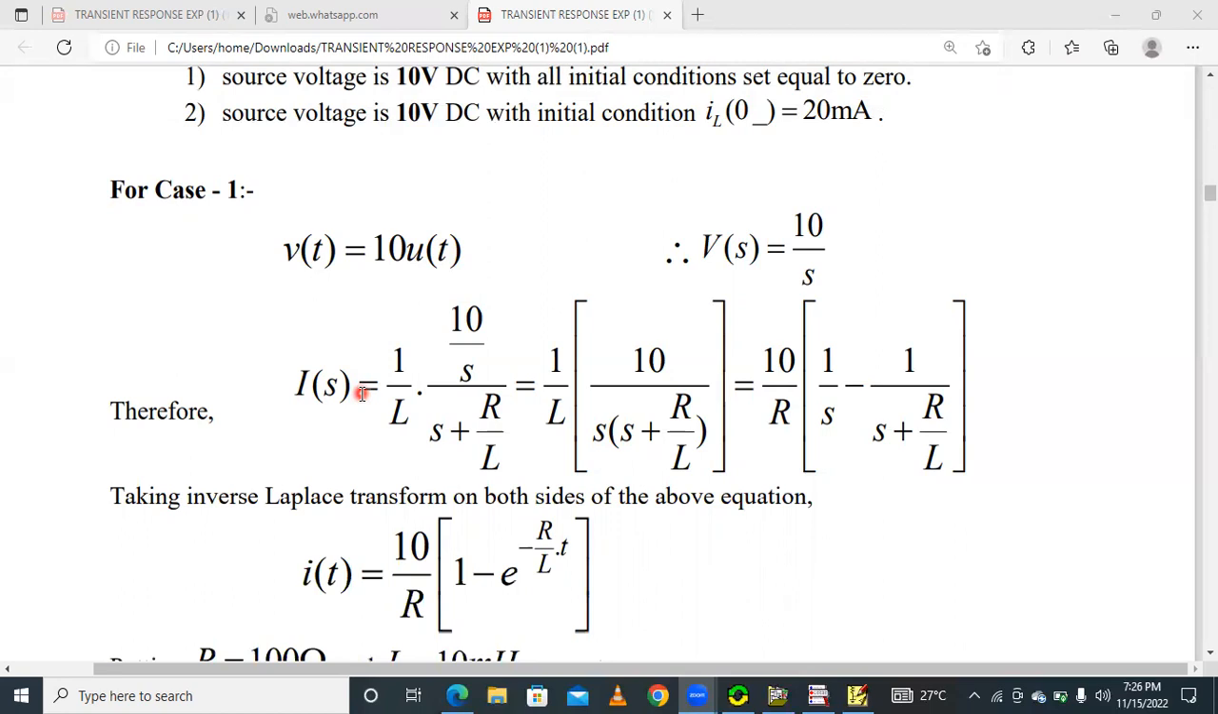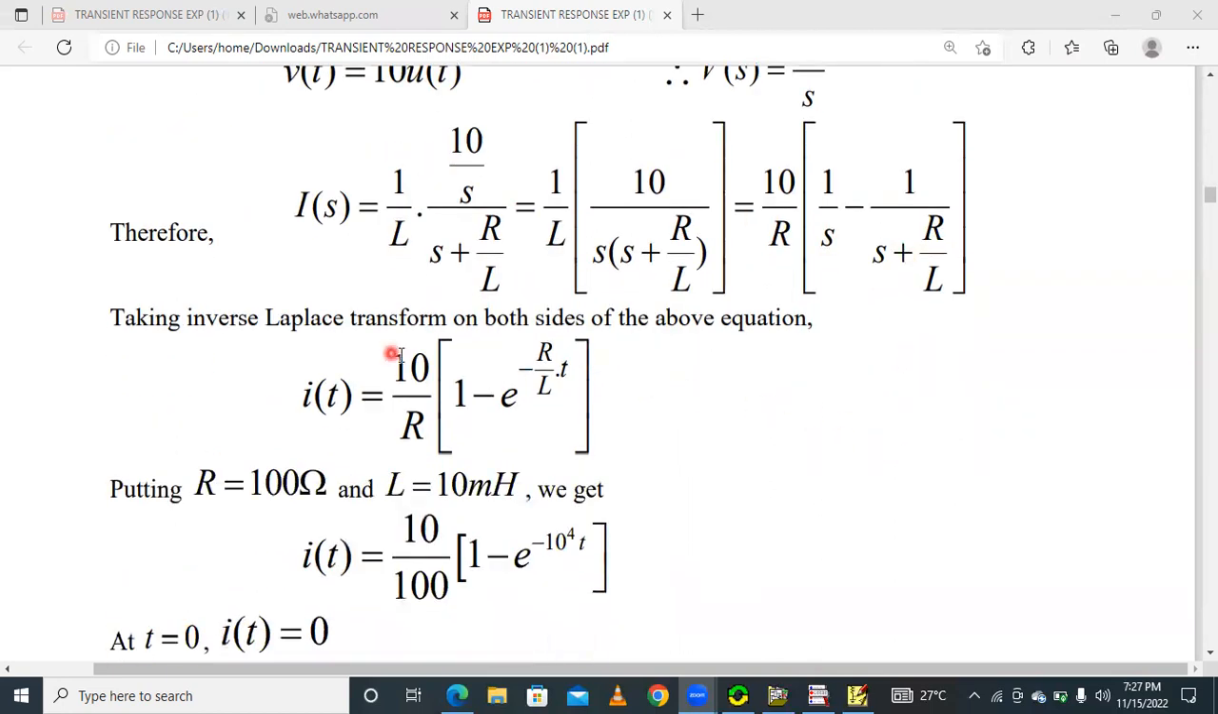The inductor is represented by Ls and the capacitor by 1 by Cs. So I of s is equal to V of s by Z of s, where V of s is 10 by s and Z of s is equal to R plus Ls. By taking the common L, it becomes 1 by L into s plus R by L. So I of s equals 10 by s into (s plus R by L), multiplied by 1 by L. Using partial fractions, we separate this: 10 by R into (1 by s minus 1 by s plus R by L).